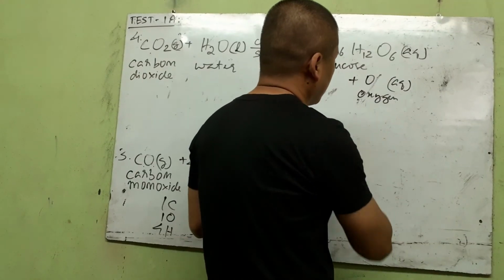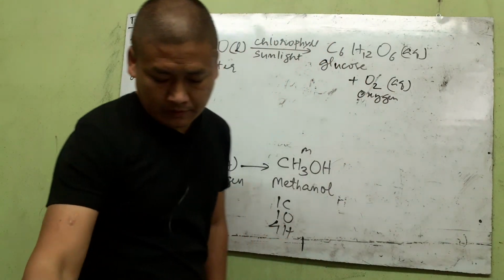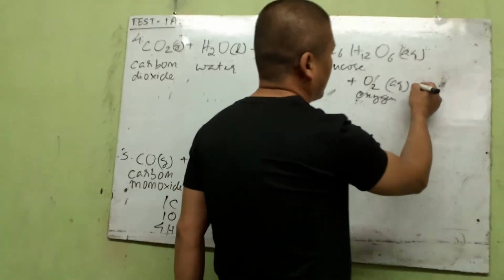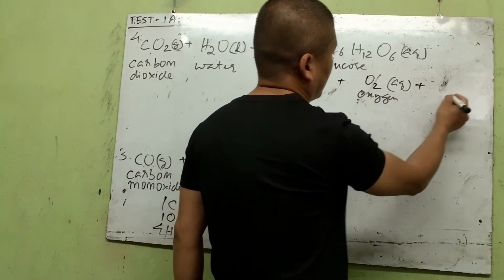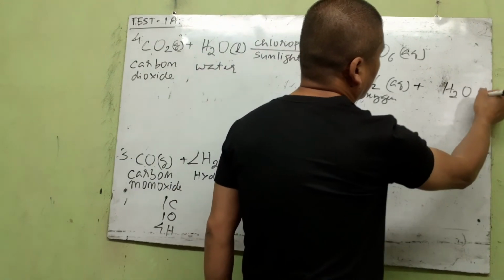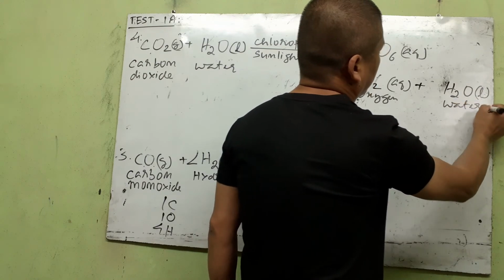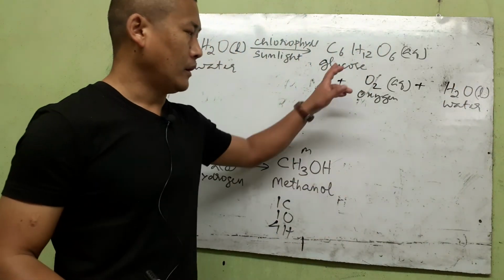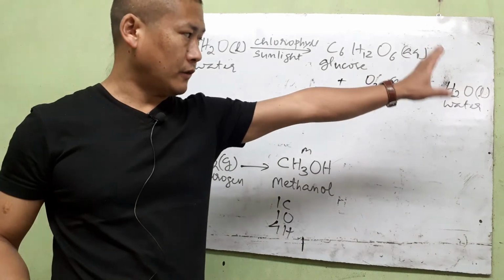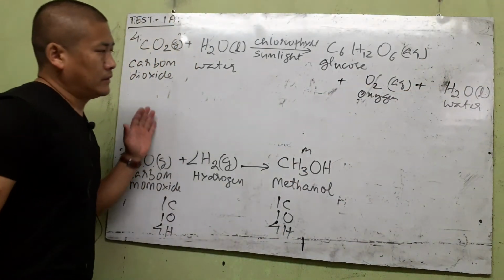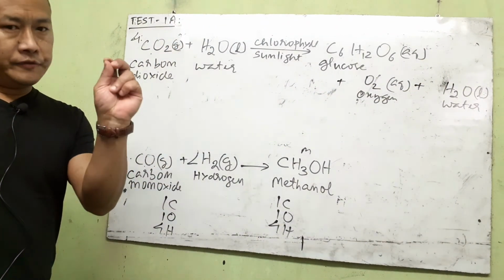These two should be written slightly below, okay? And water in the liquid form. So let us write here H2O, water. So the products in photosynthesis are glucose, oxygen in aqueous form, and water. So this one is not difficult, but slightly more difficult than the normal one.